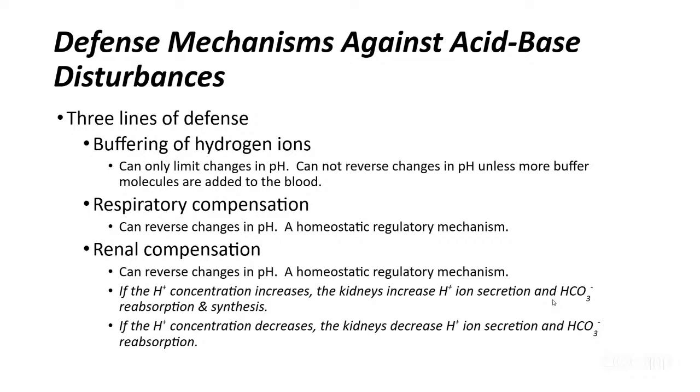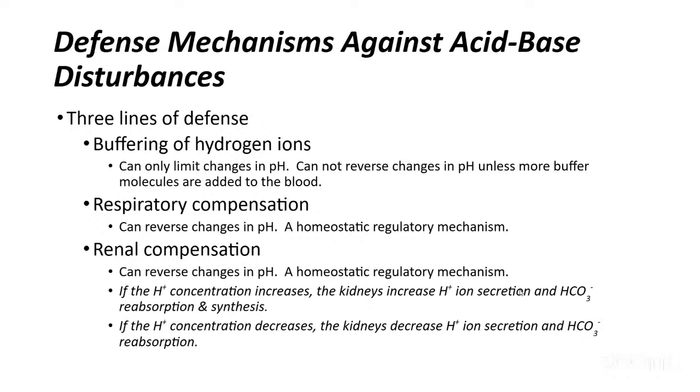To reverse it, we're going to need to compensate using either our respiratory system, so altering our breathing, or using our kidneys, which is going to be our renal compensation. So both of those can actually change the acids and bases or buffers in your blood and will actually change the pH itself. Okay, and the pH is under homeostatic regulation. So this is going to be happening without you thinking about it, which is good, assuming that you, like me, have never tried aggressively to consciously change the pH of your blood.